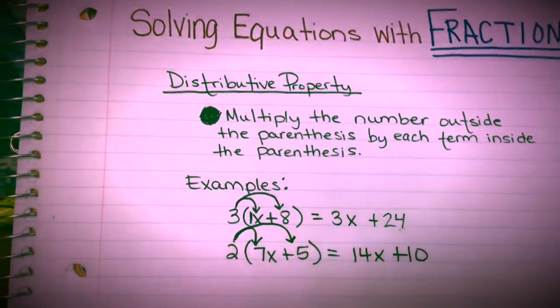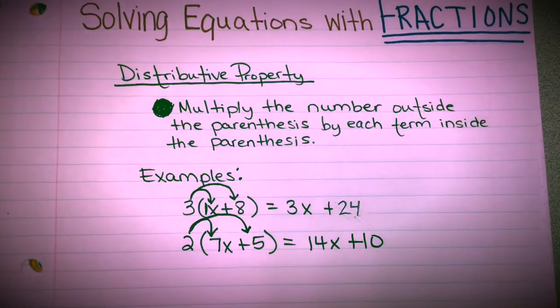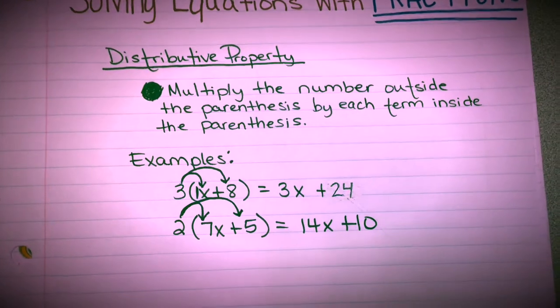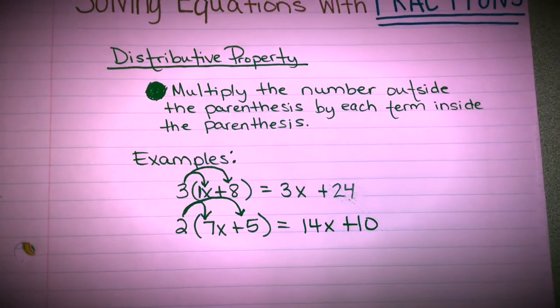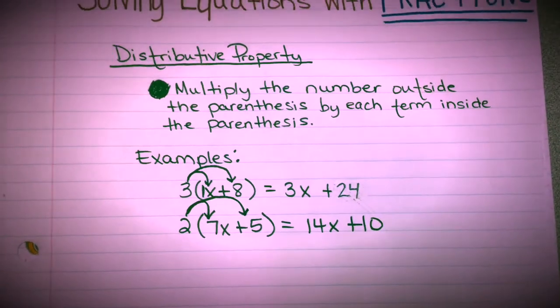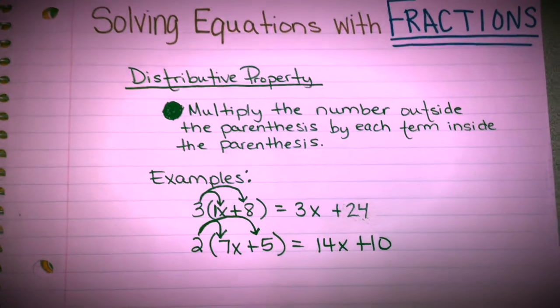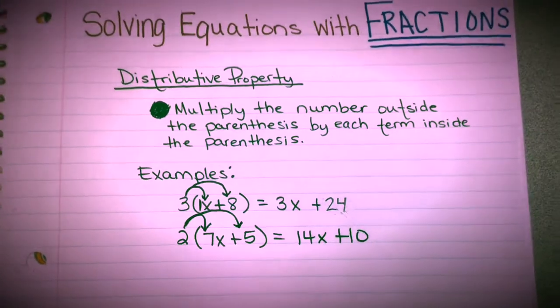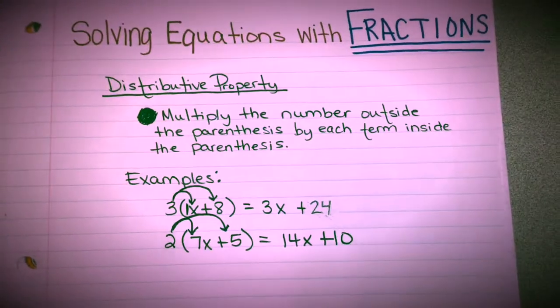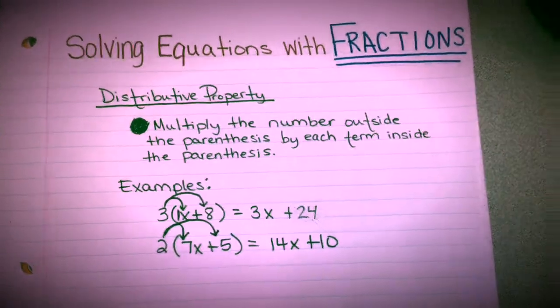So all we're doing in the distributive property is taking the number on the outside of the parentheses and multiplying it by all the numbers on the inside of the parentheses. If there's an x next to it, then you leave the x next to it. All right, so let's move on and see how the distributive property actually helps us solve equations that have fractions in them.